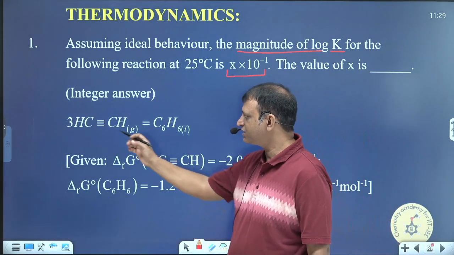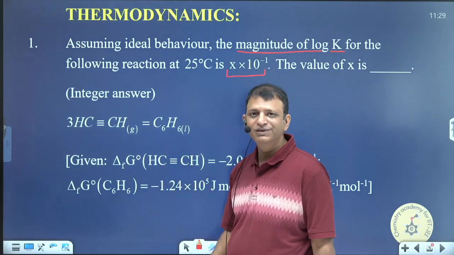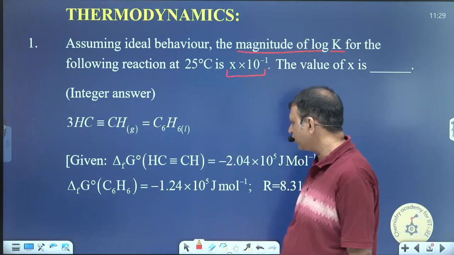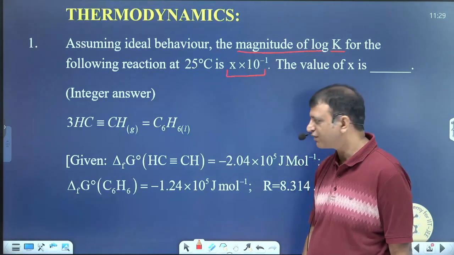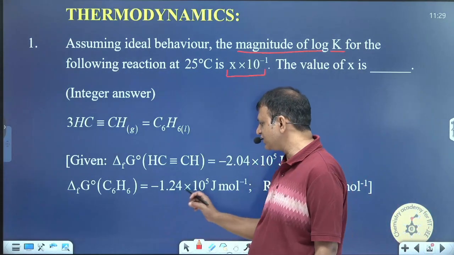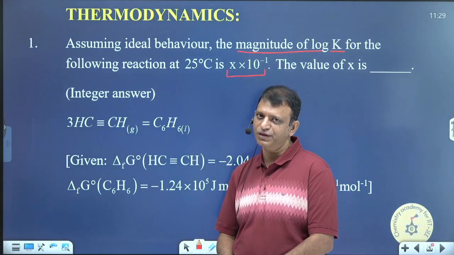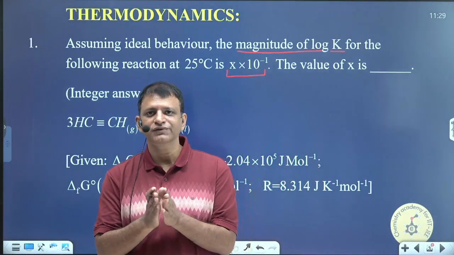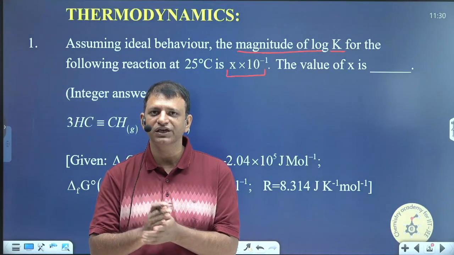The reaction is 3 times of acetylene in gaseous state giving you benzene in liquid state. Delta G naught formation of acetylene is given as minus 2.04 into 10 to the power 5 joule per mole, and delta G naught formation of benzene is given as minus 1.24 into 10 to the power 5 joule per mole. So we know that when delta G naught formation of reactants and products are given, we can calculate delta G naught of the reaction.